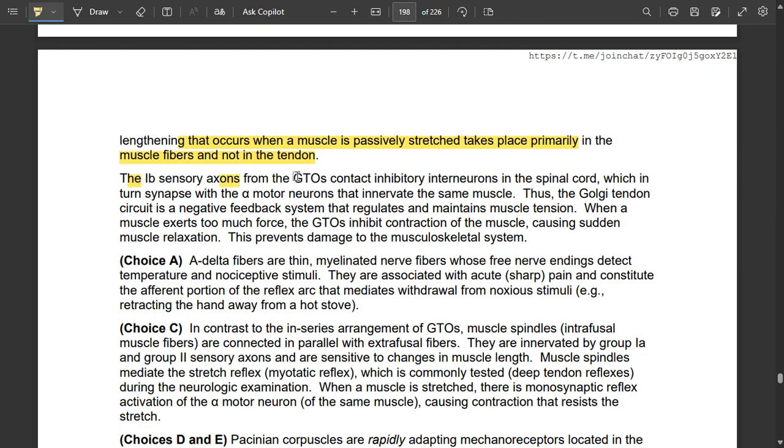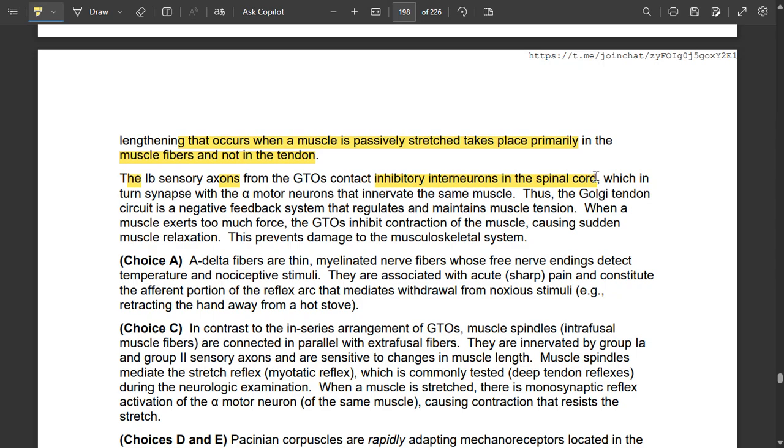So 1B neurons from the GTO go to contact inhibitory interneurons in the spinal cord, which in turn synapse with the alpha motor neurons that inhibit the same muscle. Thus, the Golgi tendon circuit is a negative feedback system that regulates and maintains muscle tension.